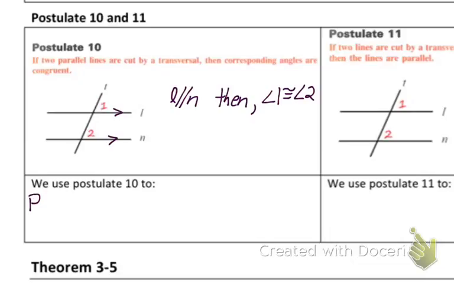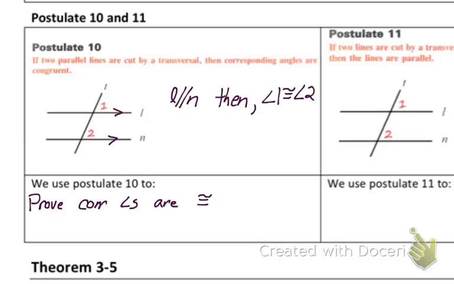That is the whole point of postulate 10, is to prove corresponding angles are congruent. And I want to put that next to postulate 11 because postulate 11 looks almost the same. And you have your postulate sheets and stuff, right? Okay, awesome.